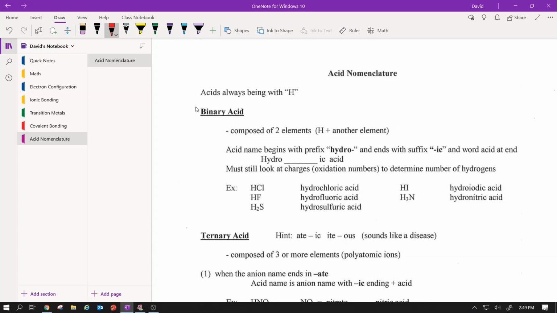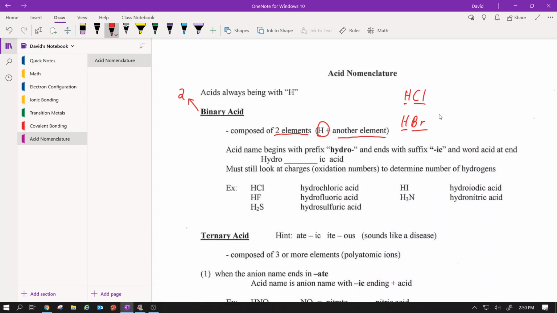So let's look at, again, when we talk about binary, that means two. And so when we talk about a binary acid, that's going to be something composed of two elements, which is going to be hydrogen and something else. So not just hydrogen itself. It will have to be hydrogen and another element. Something like HCl or HBr. Any of those things would be an example of a binary acid, where you have the H and then some other element.